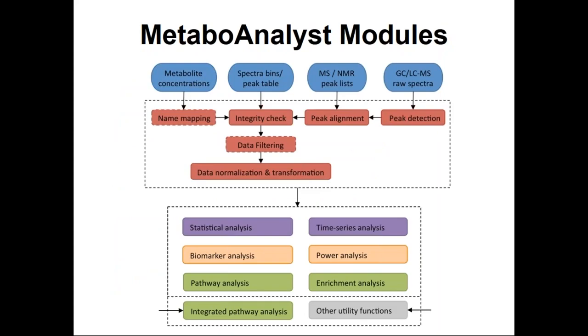So again, these are the different modules, and I've mentioned before you can take metabolite concentrations, peak lists, spectral bins, raw spectra. There's lots of tools available for checking integrity, to do some peak alignment, peak detection, data filtering. And of course, with metabolomics data, it's always important to do some transformation, scaling, and normalization. Once all that stuff, which is in red, has been completed, then you can do some of the statistical analyses and the power analyses and biomarker and pathway analysis.